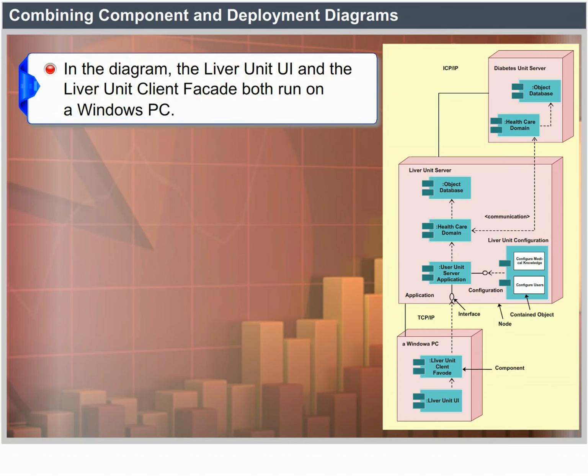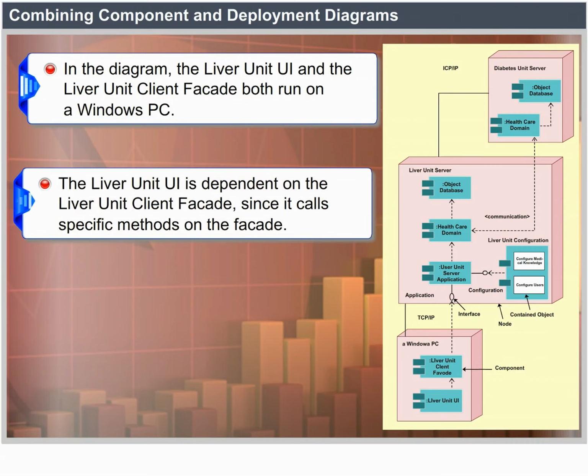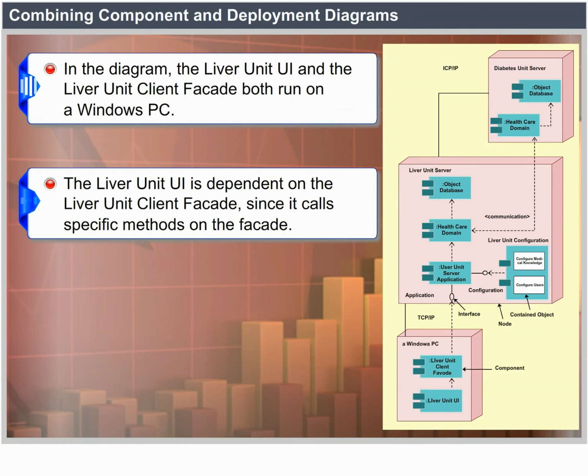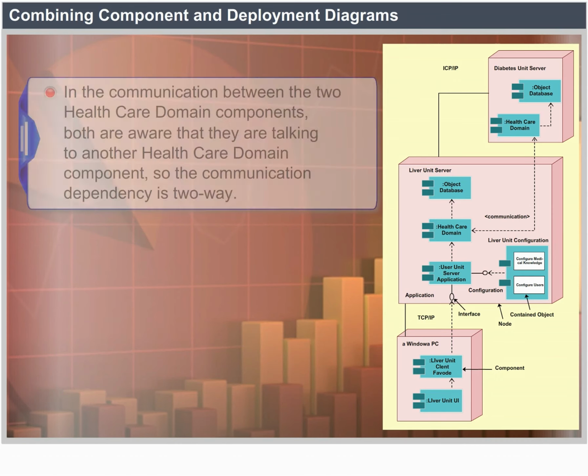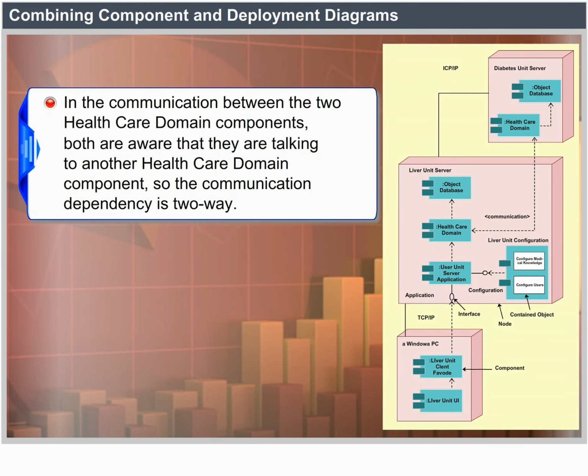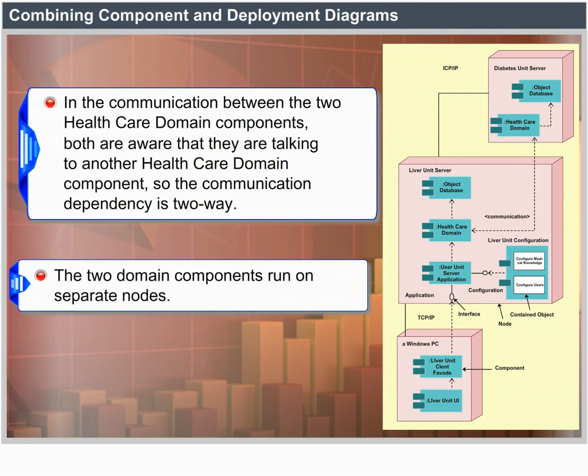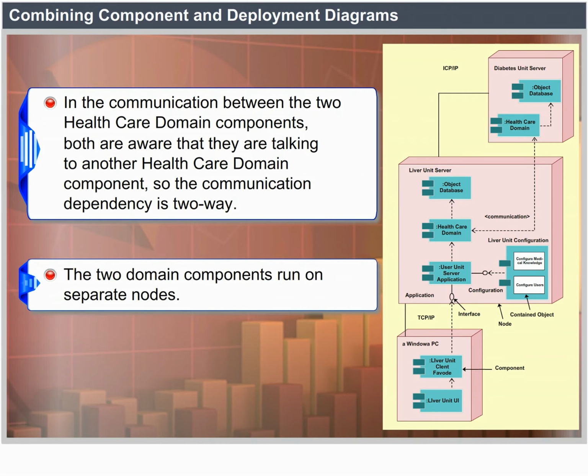In this diagram, the liver unit UI and the liver unit client package both run on a Windows PC. The liver unit UI is dependent on the liver unit client package since it calls specific methods on the package. Although the communication is two-way in the sense that the package returns data, the package is not aware of who is calling it and thus does not depend on the UI. In the communication between the two healthcare domain components, both are aware that they are talking to another healthcare domain component, so the communication dependency is two-way. The two domain components run on separate nodes.